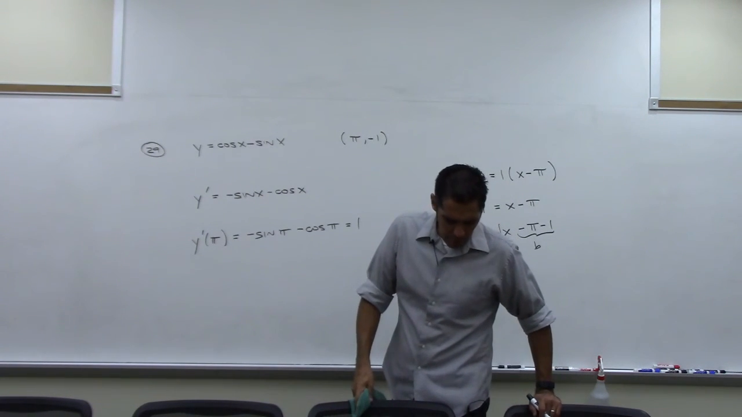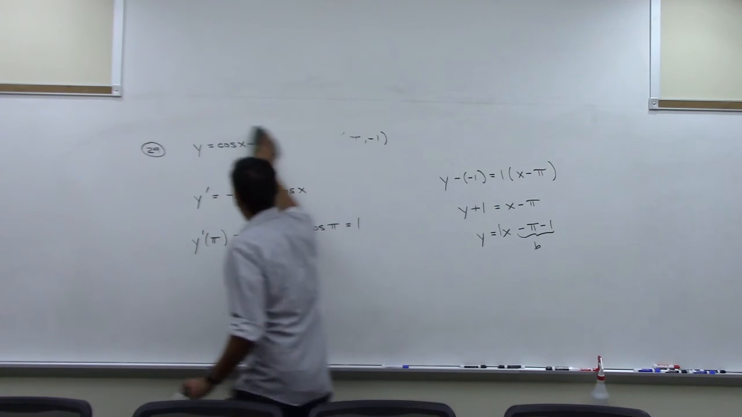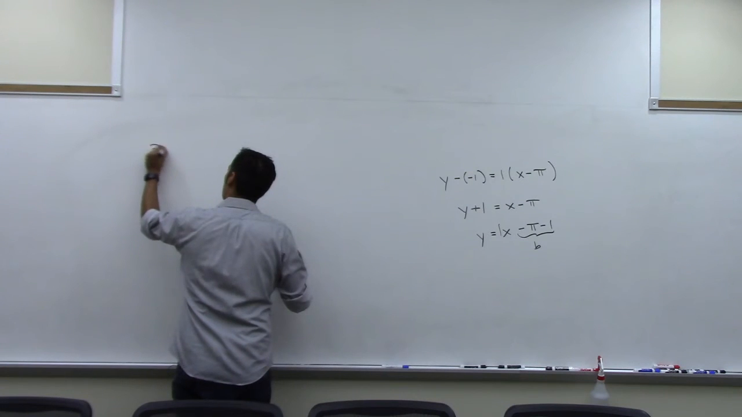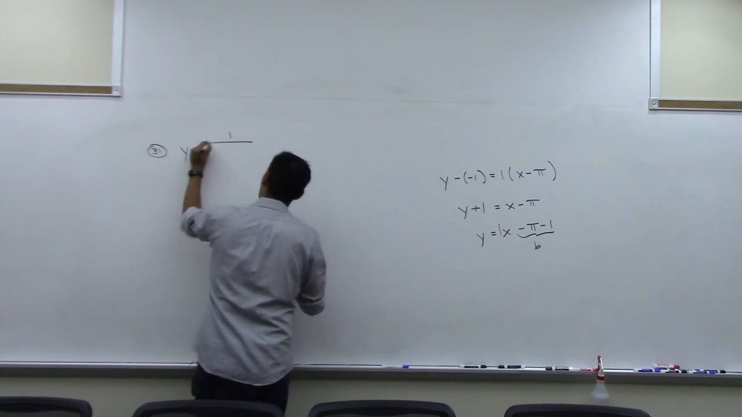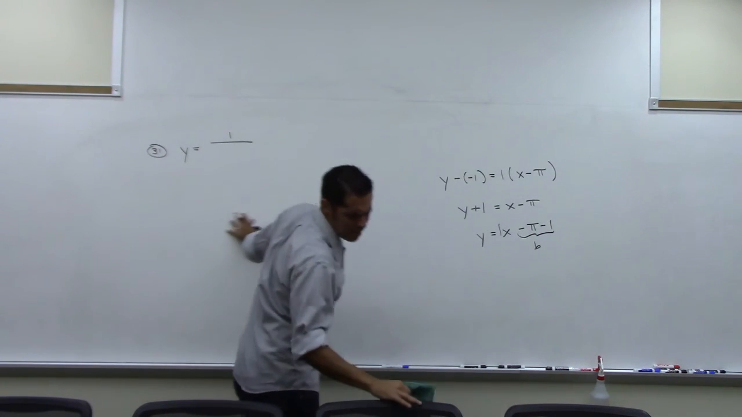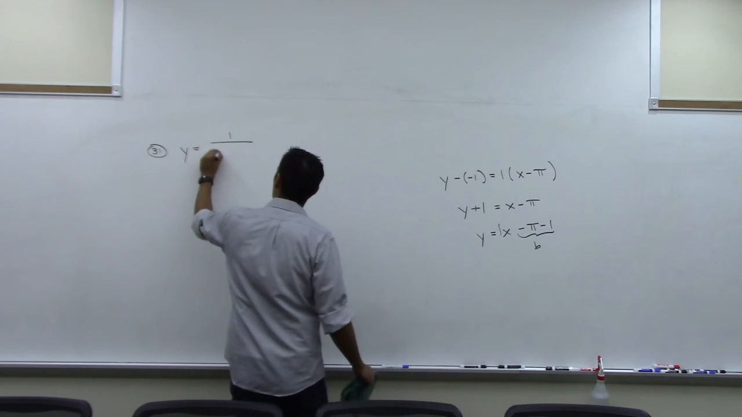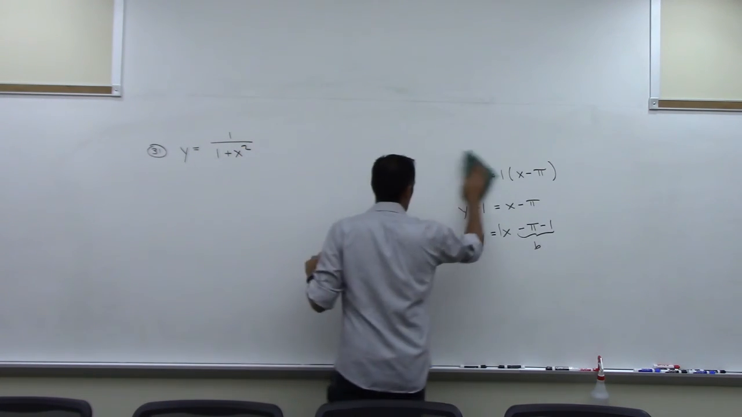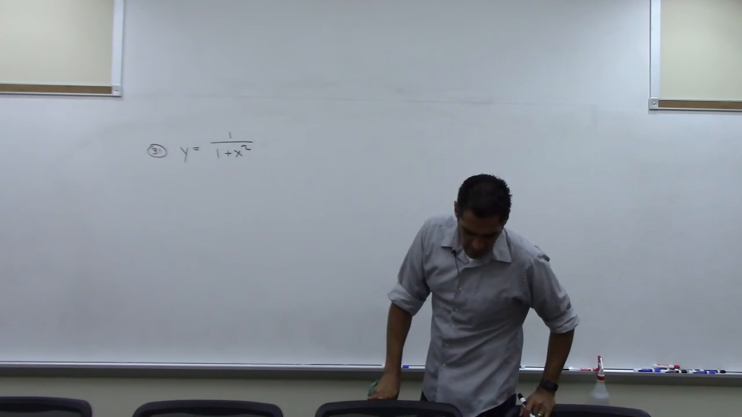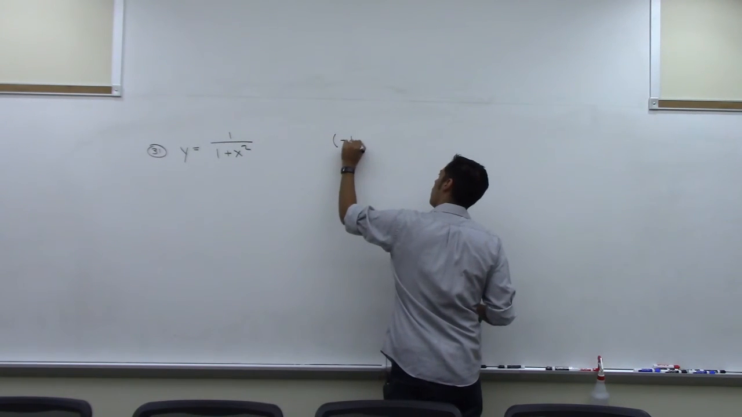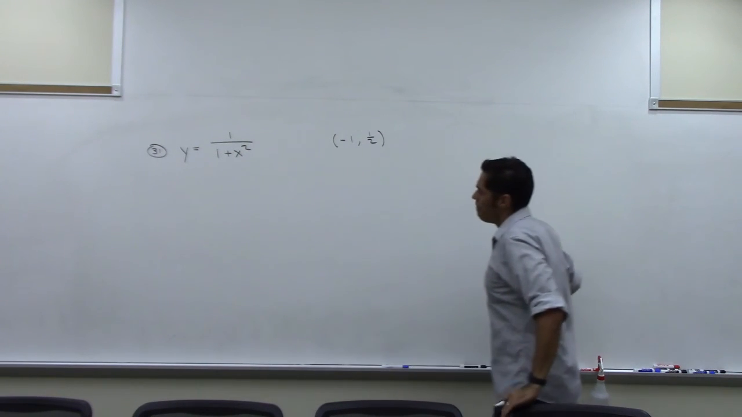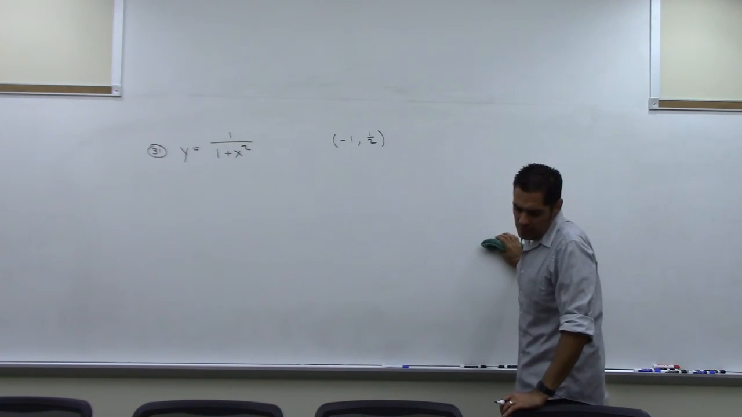I am going to look at number 31, which is an interesting problem. You have a weird looking function. y equals 1 over 1 plus x squared. And the graph of this curve is called the witch of Agnesi. And at this point, (-1, 1/2). So if you plug in -1 into this, you get 1/2. We want to know the equation of the tangent line.